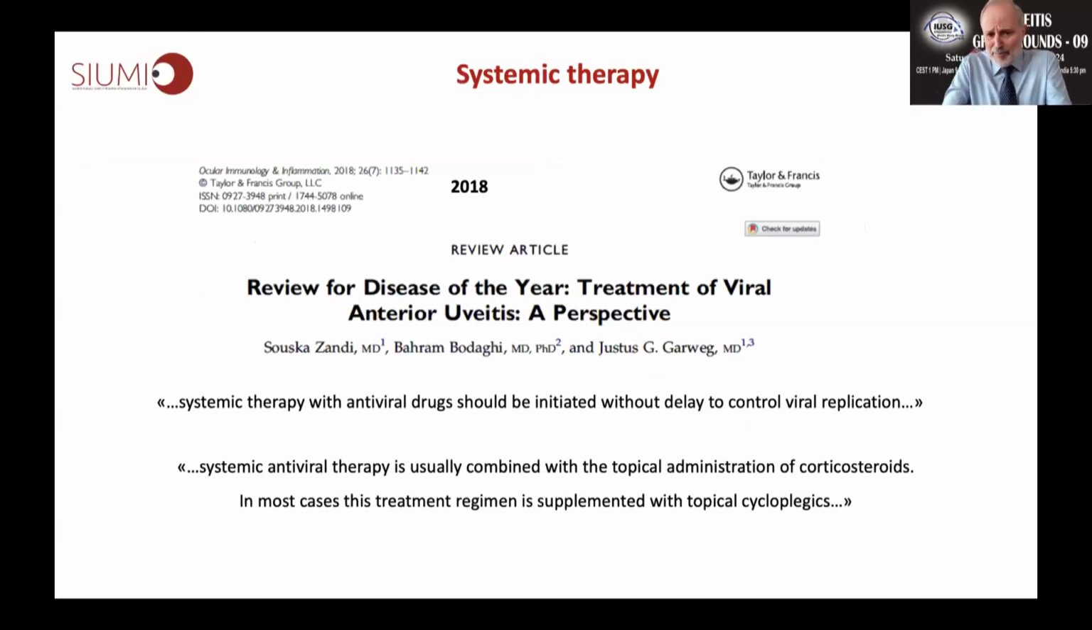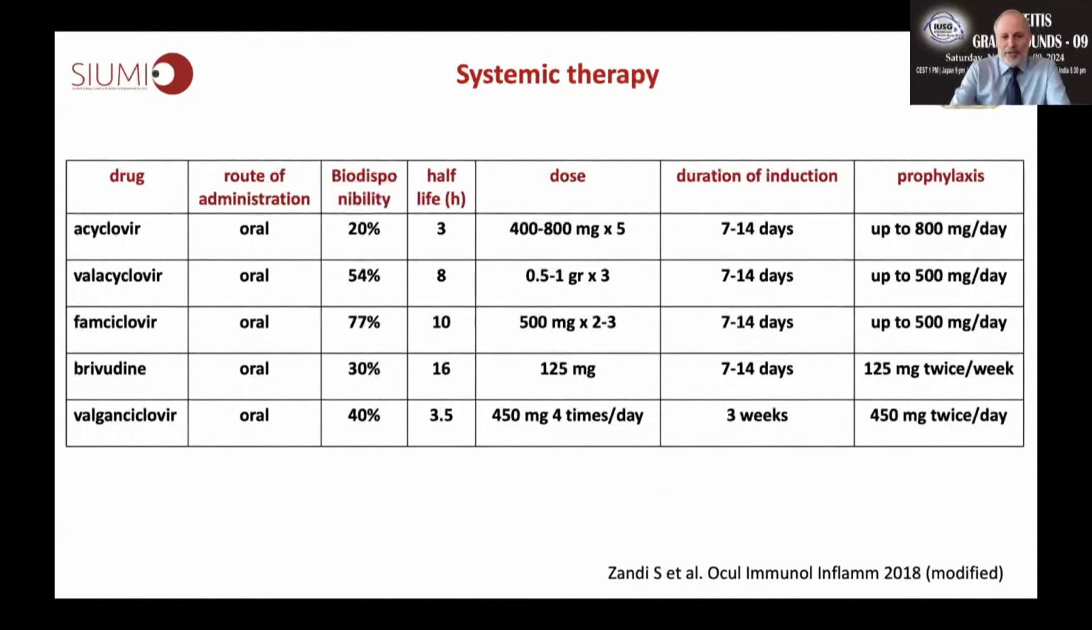What about systemic therapy? In this paper appearing in Ocular Immunology and Inflammation, it has been stated that systemic therapy with antiviral drugs should be initiated without delay to control viral replication. Systemic antiviral therapy is usually combined, as I told you before, with topical corticosteroid, and in some cases, the most severe ones, also supplemented with topical mydriatics and cycloplegics. And these are the drugs that you can use.